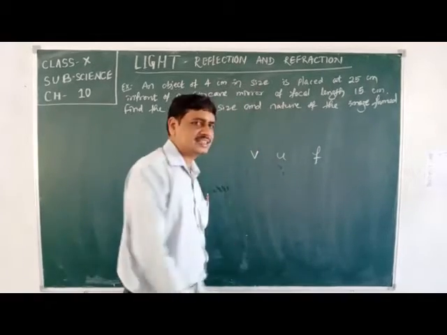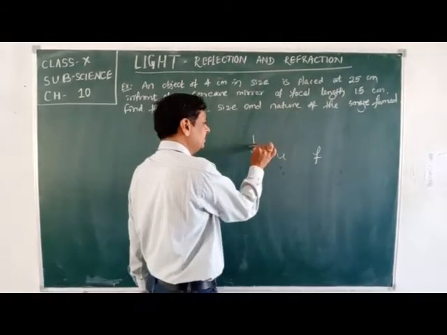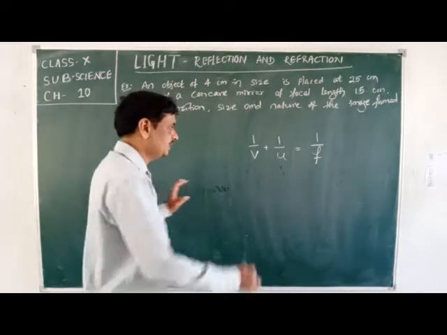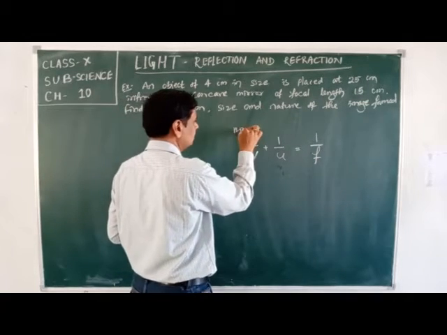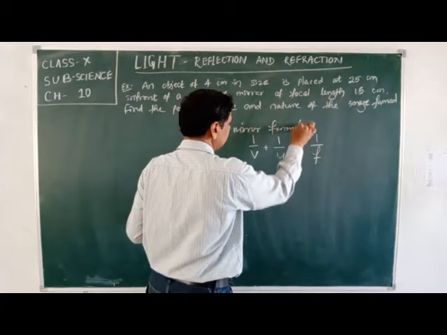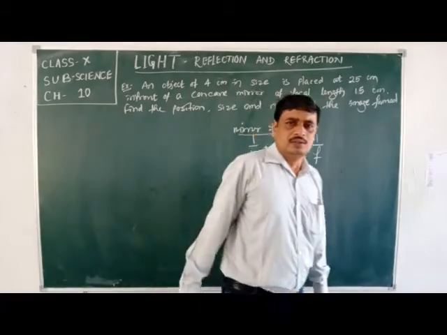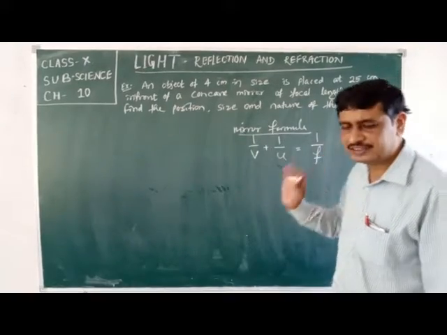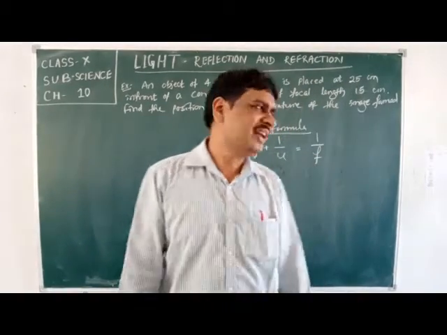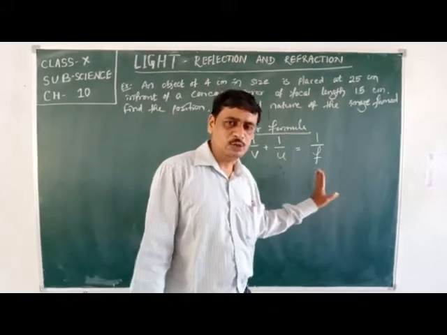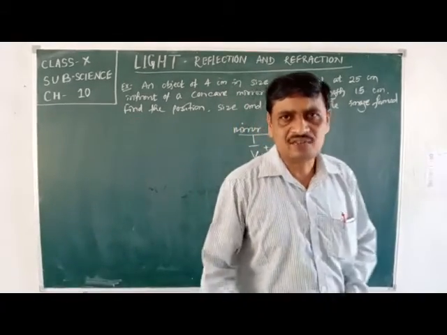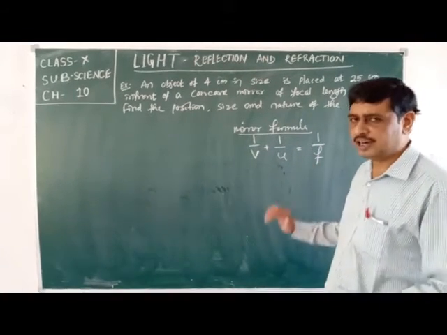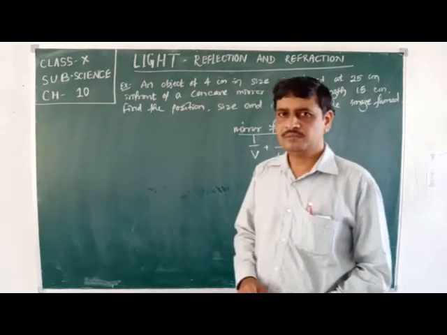There is a formula which is called the mirror formula. 1 by v plus 1 by u is equal to 1 by f. It is called the mirror formula. Here, there are three quantities: image distance, object distance and focal length. If any two are given, we can find the third one. By using this relation, we can find image distance or object distance or focal length when any two are given.